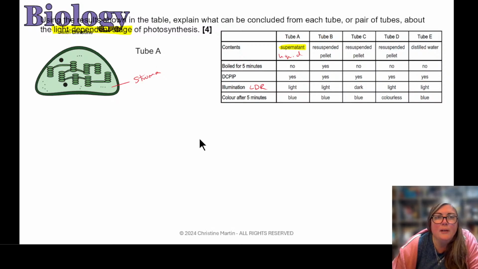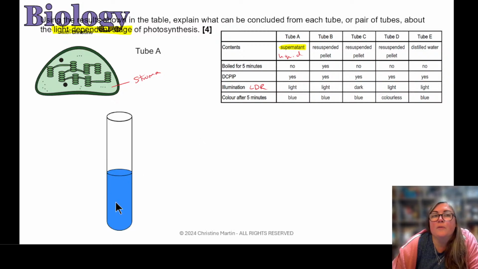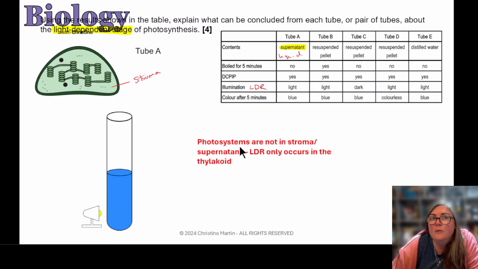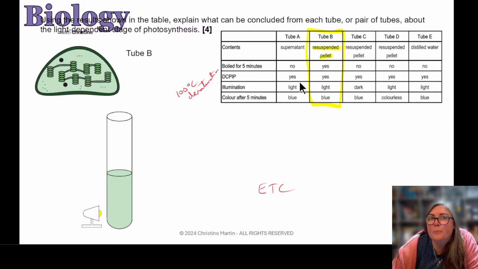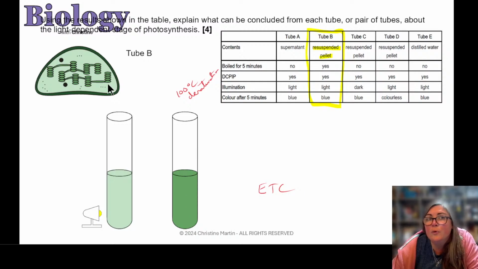Now, if we look at the next one then, we've got our tube A, we've had our light, it didn't change color. We know that that happened. Well, what happens in tube B? So this time we have what's known as the resuspended pellet. So this was tube A, we're now on tube B. Look how I've got a different color, a darker color. So now I've got the resuspended pellet, which is therefore going to contain my thylakoids. So it's not in the liquid, the supernatant. We're now looking inside at the thylakoid.